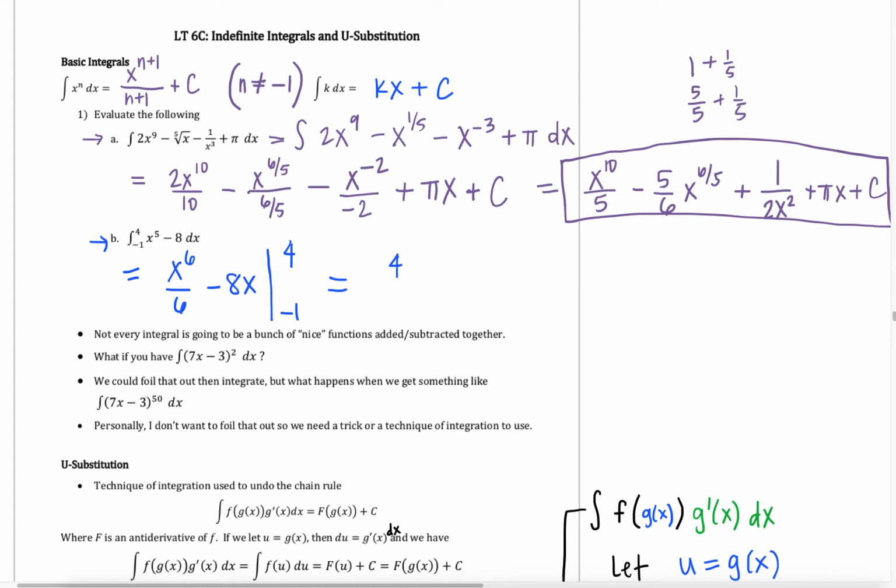So we end up with 4 to the 6th power over 6 minus 8 times 4. That is f of 4, so that top bound subbed in, minus our lower bound subbed in, would be -1 to the 6th over 6 minus 8 times -1.